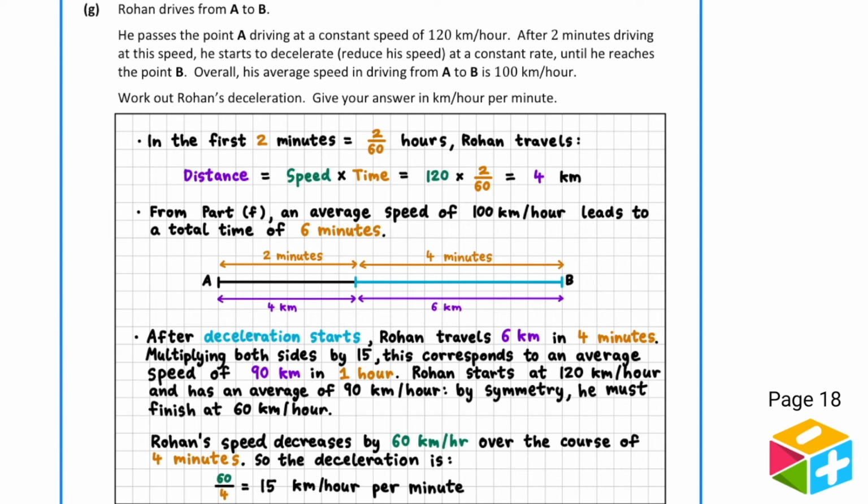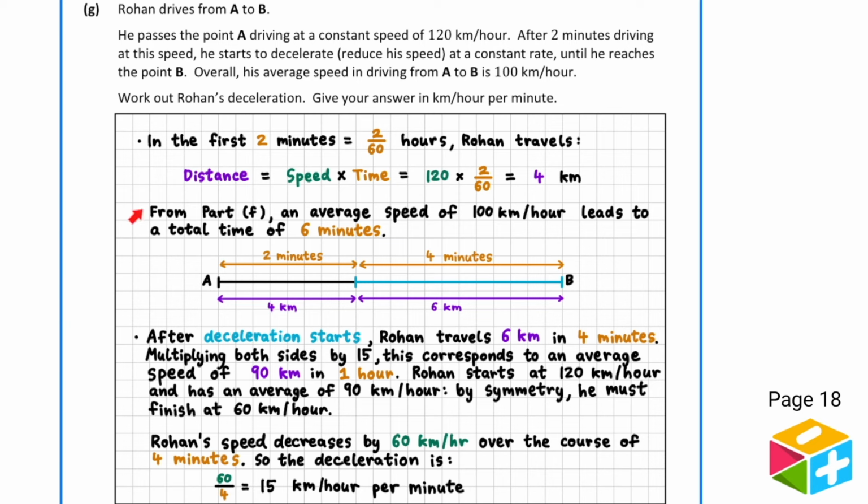During the first 2 minutes, Rowan has a constant speed of 120 kilometers per hour. To find the distance covered here, we multiply his speed by the time. This gives us 120 times 2 over 60, which comes out as 4 kilometers. So, we know that in the first 2 minutes of his journey, he travelled 4 kilometers.